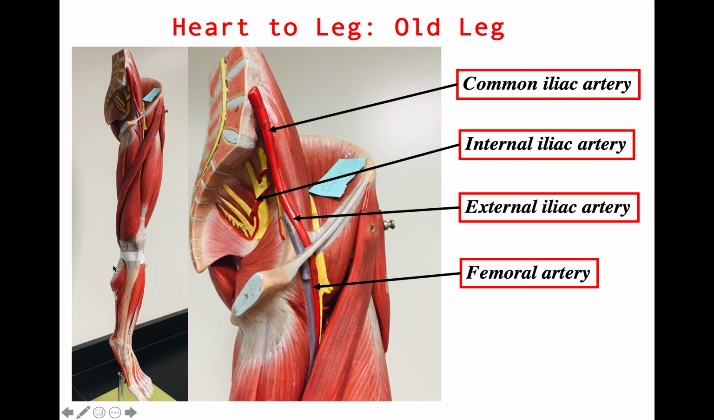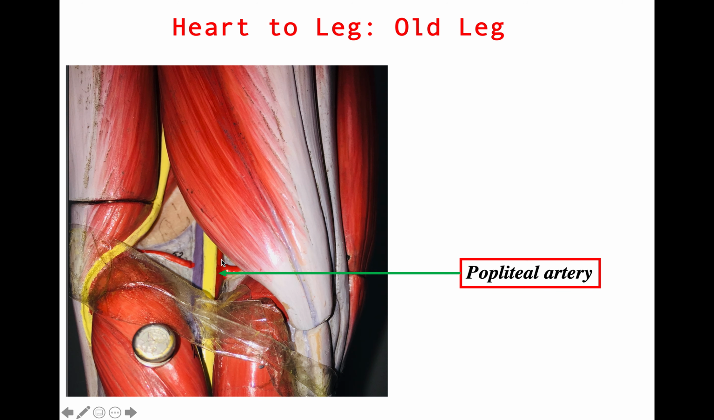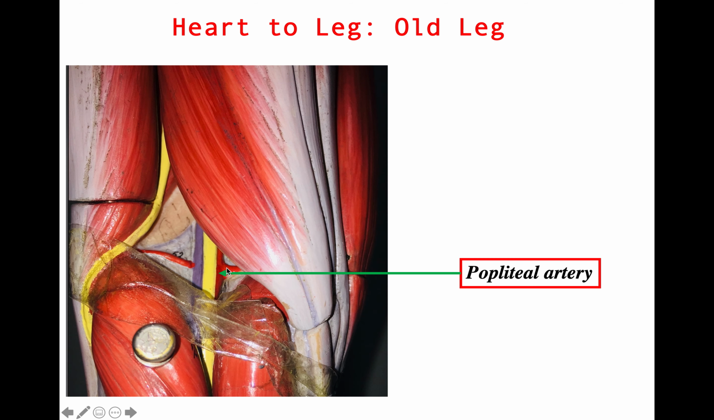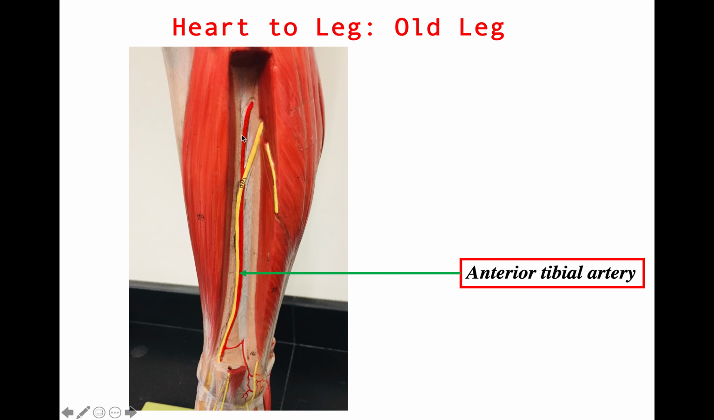Now we're going to go behind the knee. You can see behind the knee, there in red, there is the popliteal artery right there. Then we're going to go towards the shin. We're going to take off that muscle, and then right here, that's deep, we see this right here. This is the anterior tibial artery. So we go from the popliteal artery behind the knee to the front here. This is the anterior tibial artery.